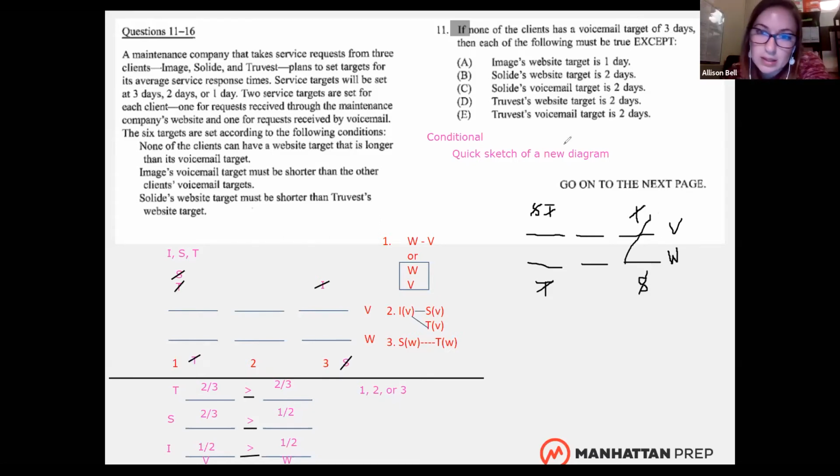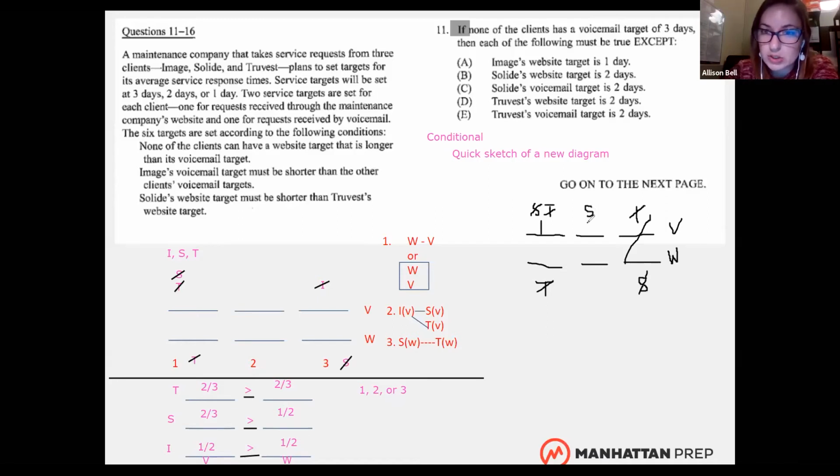And then I'm going to start making inferences based on this new diagram. So I'm going to go again to my more specific restrictive rules and see what I can do with those. Rule number 2 tells me that I has to have a voicemail target that's shorter than S and T. So there's really only one way that this can work out. I can't go into 2 because then it wouldn't be possible for it to be shorter. So it's going to have to go here in 1. And that means that both S and T are going to go in space 2.